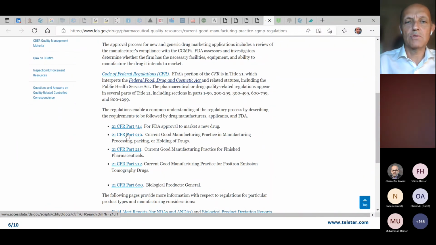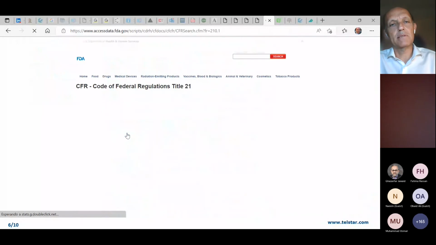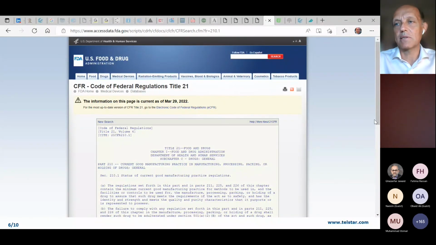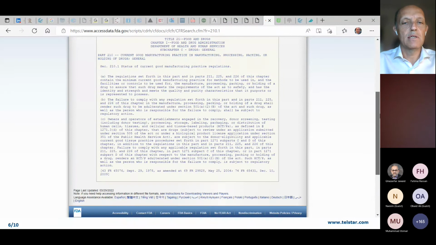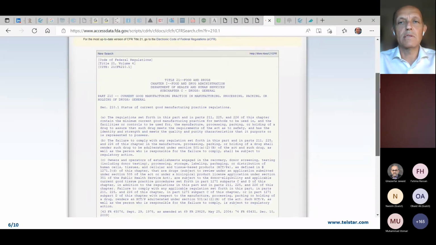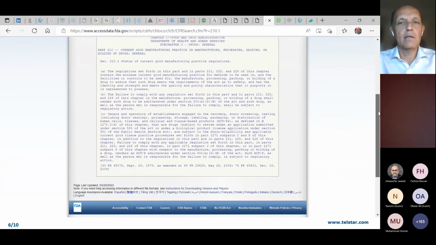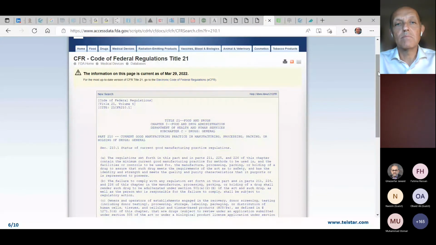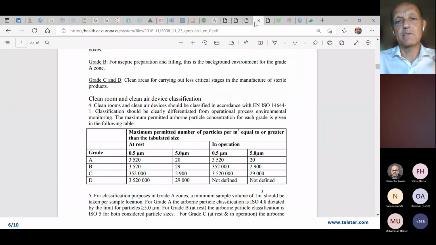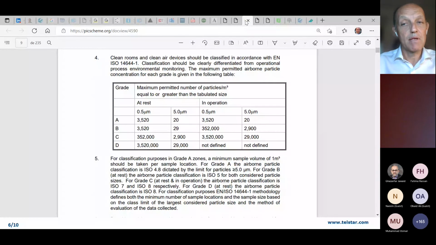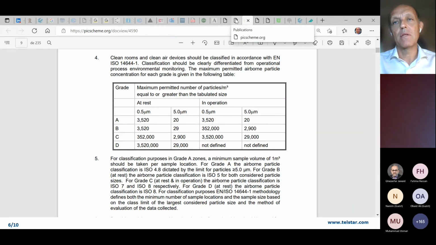If you come to the current good manufacturing practices of FDA, you see that this document has nothing to do with the way it is done in Europe. PIC/S, remember, was born in Europe, and that's why the GMPs are very, very alike. I would say they are the same. Maybe you can find a small difference, but in fact, they are very much the same.